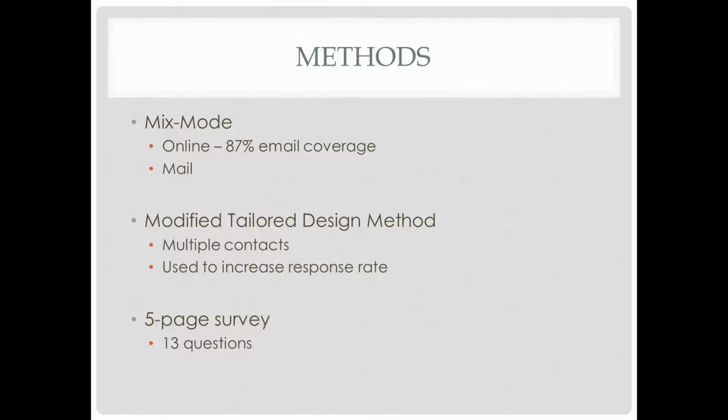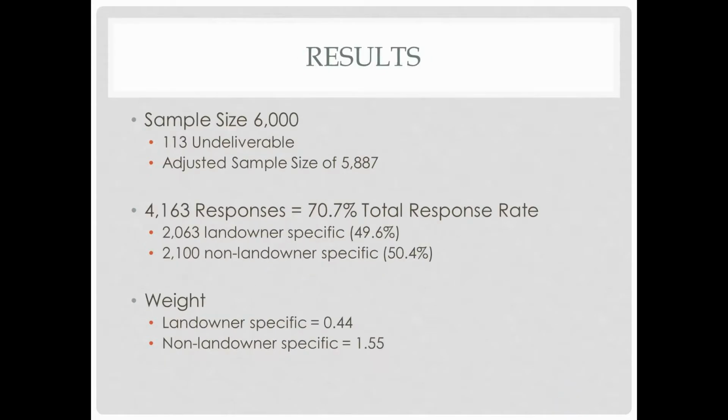And then we had a 13 question survey. So of our 6,000 sample, when we adjust for things like undeliverables, bad addresses, deceased, email addresses in the proper form, whatever, we come up with an adjusted sample size of just over 5,800. We received 4,163 responses for approximately a 71% response rate. Below that just gives you the breakdown. It was essentially a 50-50 split between landowner specific tags and non-landowner specific.